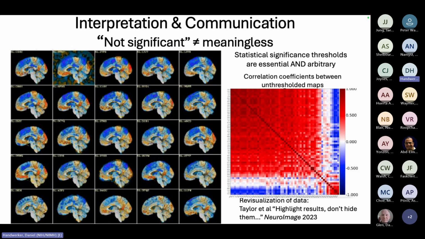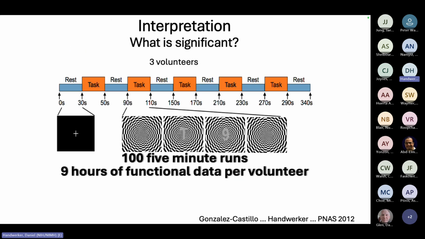And just to hammer this point home, there's a study of data a few years ago where we had 3 amazing volunteers who saw the same block design checkerboard task for 9 hours. They did it across 9 days, 9 sessions. Every session was an hour to an hour and 15 minutes of watching 5-minute runs of a flashing checkerboard. When you show a flashing checkerboard, we get primary visual cortex response, we get LGN response, we get some other stuff.